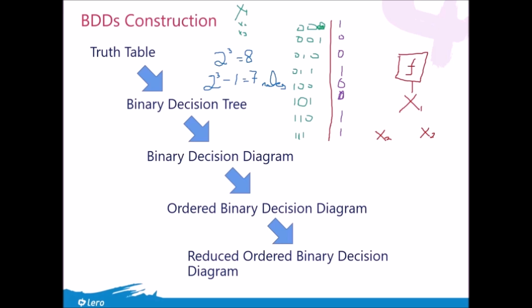x1 will go down to x2. So if true, we'll go down to x2. False, go down to the other x2. And again, x2 would have the same thing. So down to x3 for true, x3 for false, x3 for true, and x3 for false. So represent each binary decision. And this is our output we were looking for.